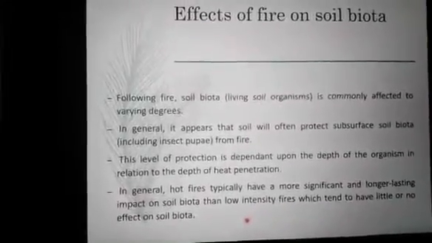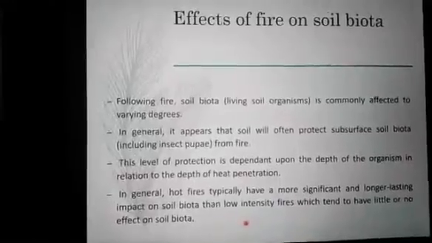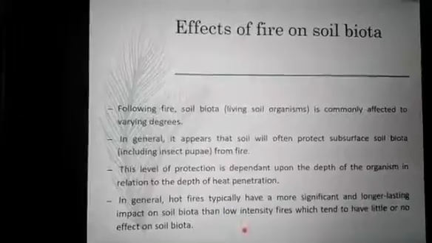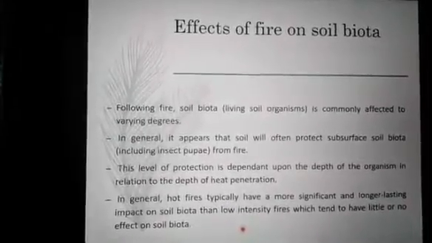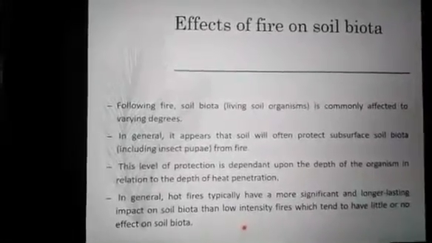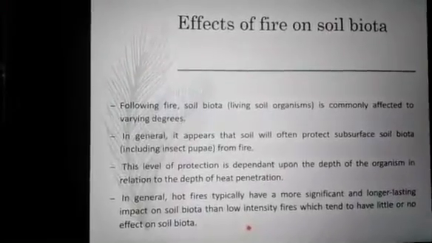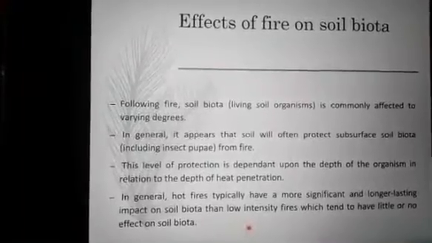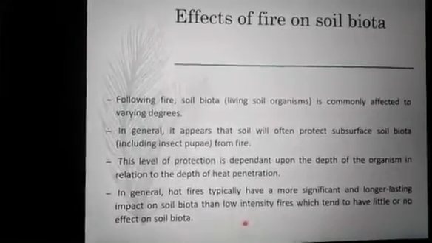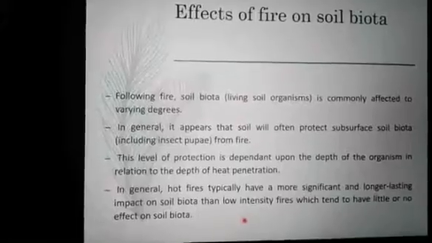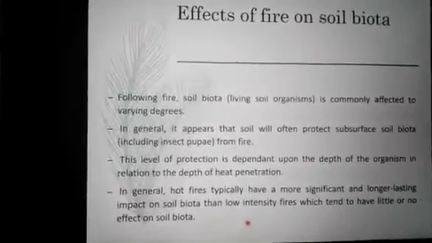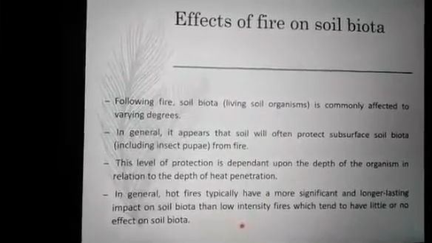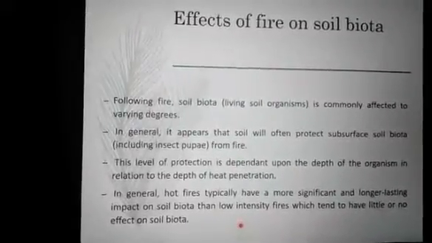Because different living organisms, which are found underneath the soil or inside the soil, are found at different depths. So those ones which are closer to the surface are the ones which are going to be affected more and are the ones who are going to die first. Then different organisms get affected by the fire depending on how far they are found inside the soil.